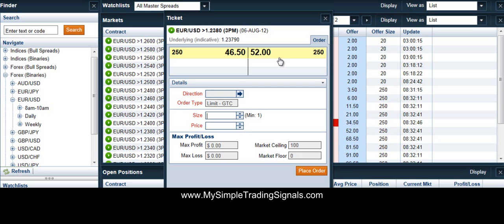I could pay $52 for this particular trade, which would mean I would make $48 profit if I won the trade. So in that case, I would be making $48, or 92% on my money, if this trade happened. Now if it finishes below 123.80, then I would lose the trade, and the trade would expire at 0. But let's say I wanted to buy, so I'd click on the buy direction here.